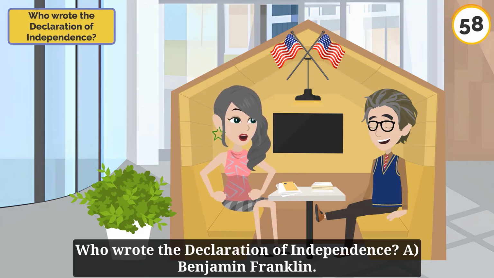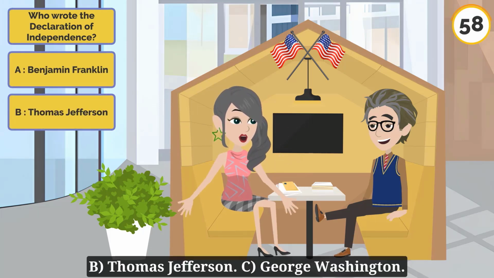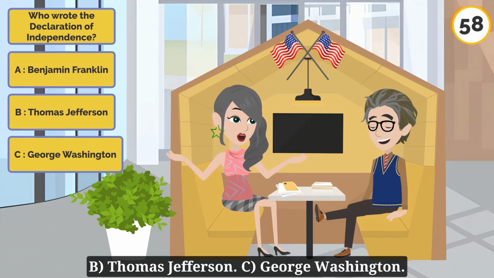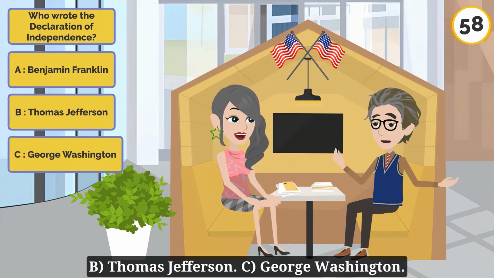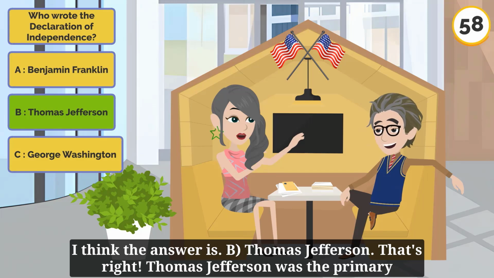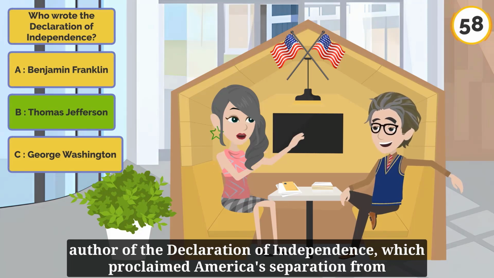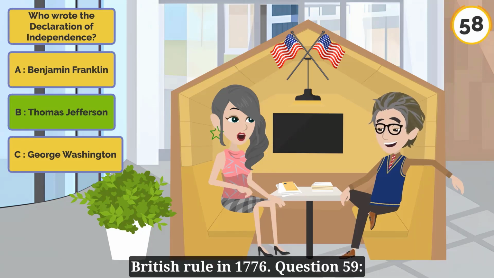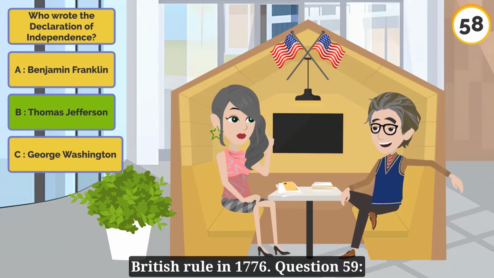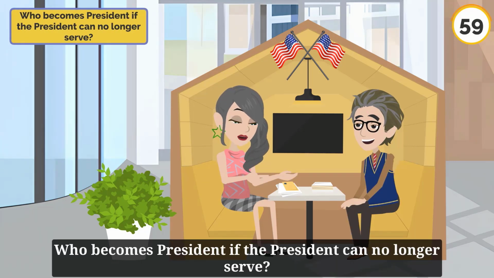Question 58. Who wrote the Declaration of Independence? A. Benjamin Franklin. B. Thomas Jefferson. C. George Washington. I think the answer is B. Thomas Jefferson. That's right. Thomas Jefferson was the primary author of the Declaration of Independence, which proclaimed America's separation from British rule in 1776.